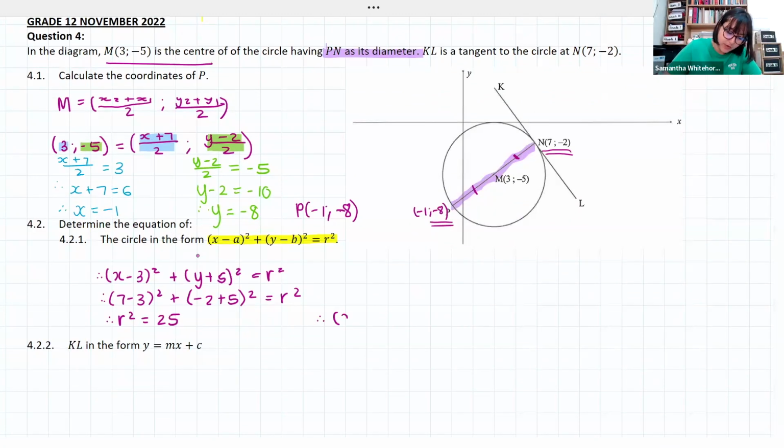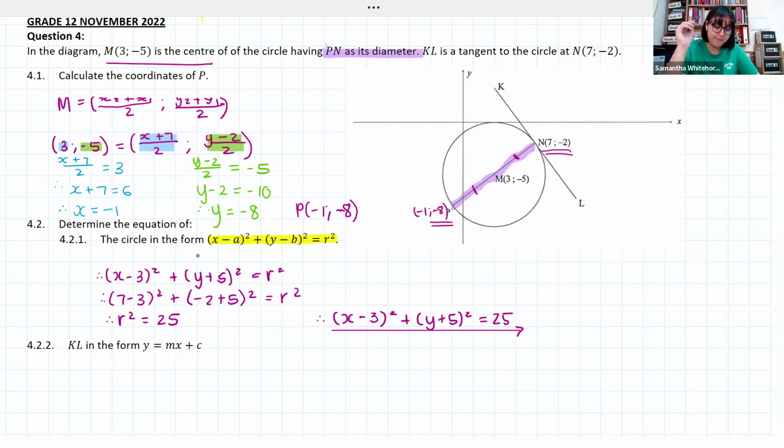So therefore, the equation of my circle is (x − 3)² + (y + 5)² = 25, because that's what r² is. And that is what we need for the equation of our circle. Okay, so don't forget, even if you don't know the length of your radius, as long as you have a point on the circumference of your circle, you can just substitute it in and you can get what your answer should be.